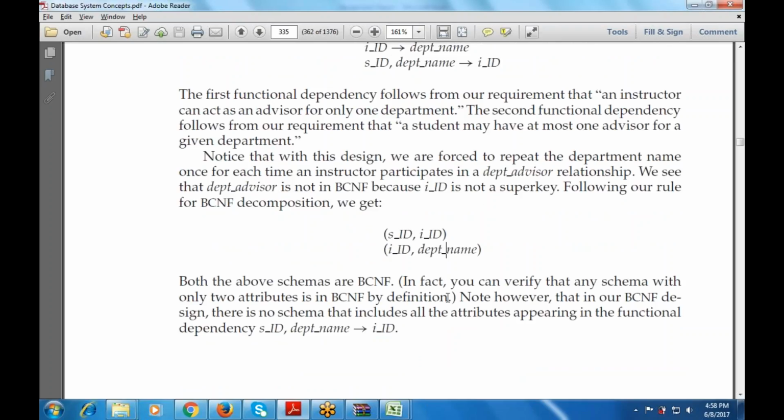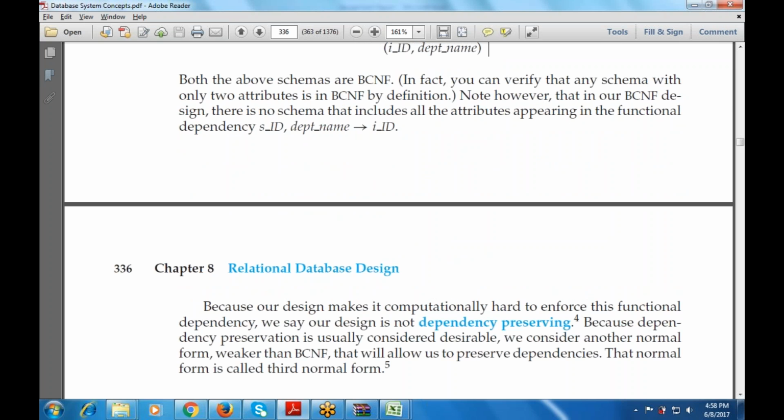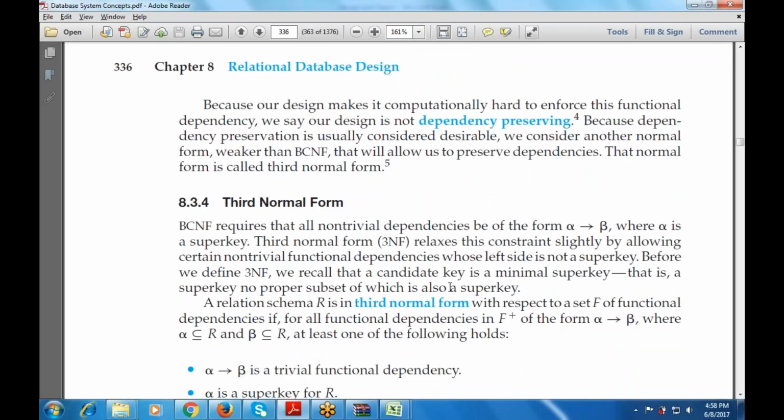Both of the above schemas are in BCNF. That also verifies that any schema with only two attributes must also belong to BCNF, by the definition, since it includes all the attributes that appear in the functional dependency. That may be SID, a department name, or the IID. The next is the 3NF.